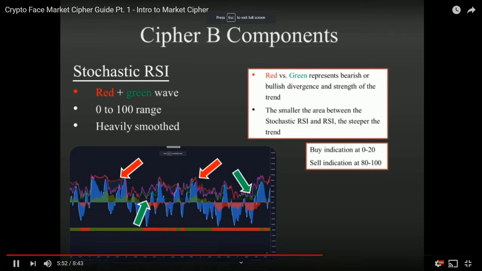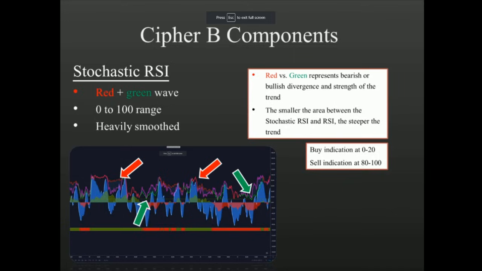When it is green, that indicates a bullish divergence in rising price action. When it is red, that indicates a bearish divergence in falling price action. The color-coded divergences alone make the stochastic RSI an integral part of Market Cipher B. No more manual scanning for crosses, no more missing out on indications.